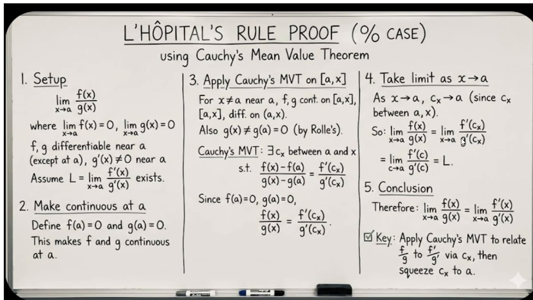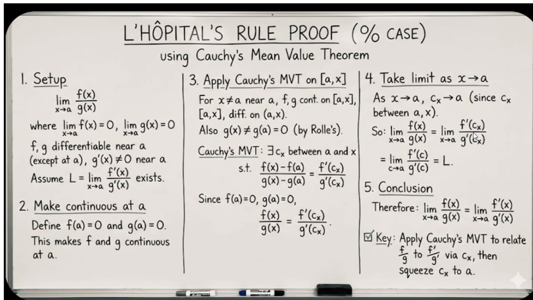It means that the limit of f of x divided by g of x as x tends to a is equal to the limit of f dash of c of x divided by g dash of c of x as x tends to a. Whenever x is very close to a, c of x is also close to a. Try to understand. x is very close to a, and c of x is also close to a.